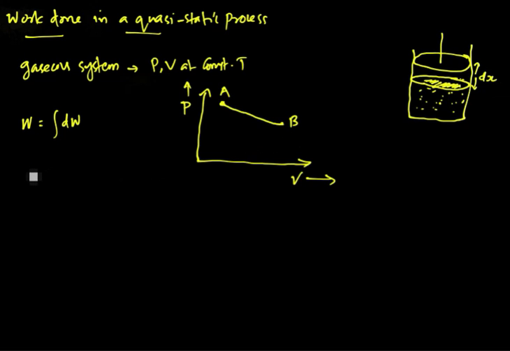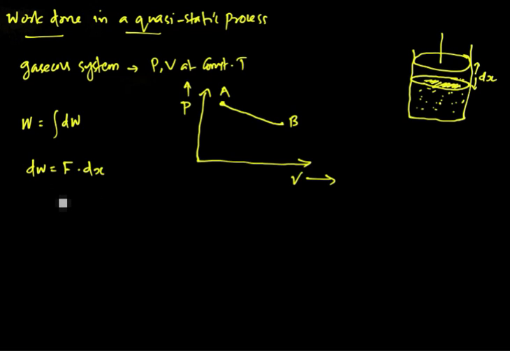So this dW, the infinitesimal amount of work done, is, from mechanics we know, that work is equal to force into displacement. So F into dx is the work done by the system or done on the system. It depends on the condition. The piston moves its infinitesimal distance dx by the application of a force F.